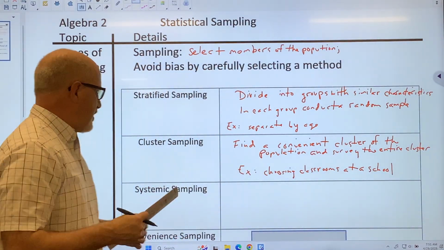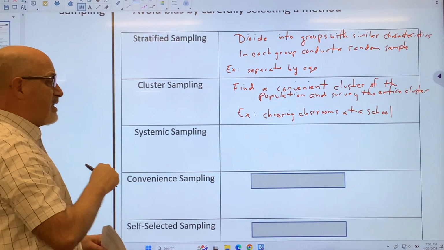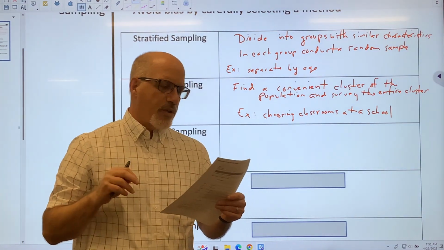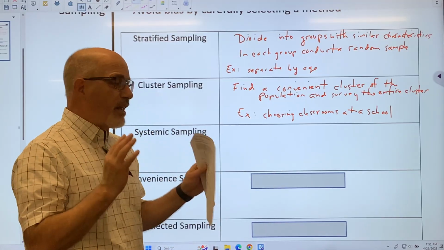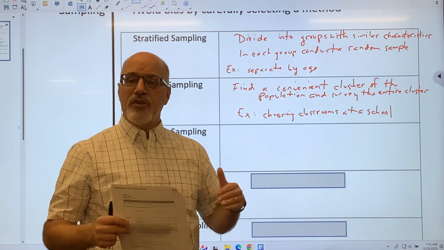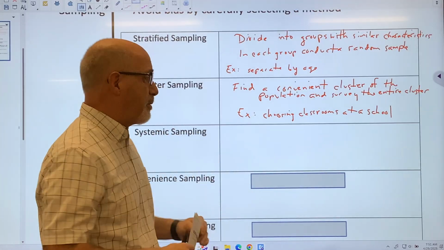All right, the next one is systematic sampling. This is where you, for instance, take the whole population, start at a random place, and then you systematically pick, for instance, every third person of that population.